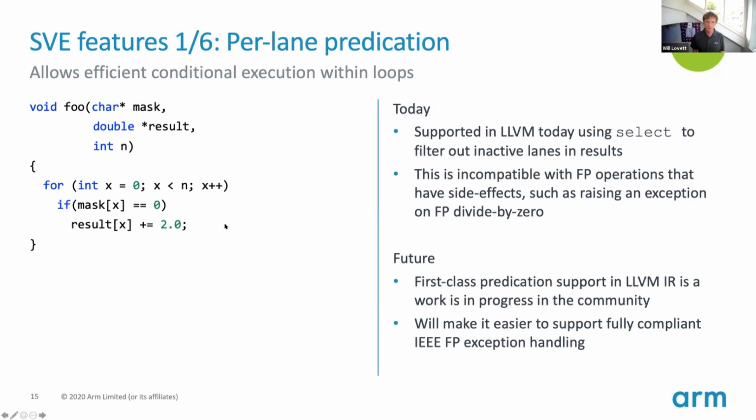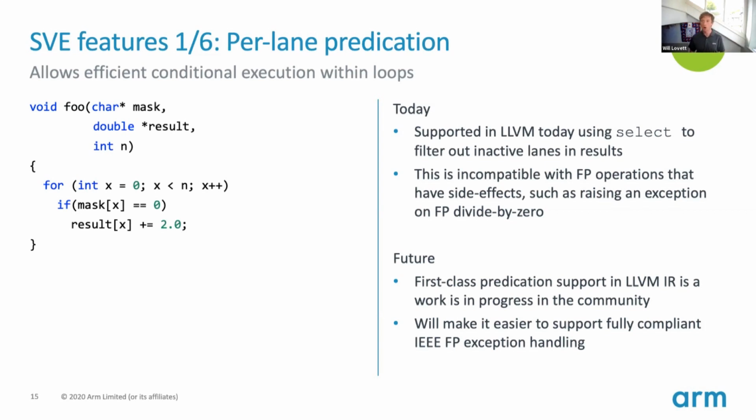The difficulty here is if instead of being an addition, this was a divide, for example. Then you run into the possibility of hitting divide by zeros on inactive lanes. If you have set up your exception handling to raise an exception on divide by zero, then the processor will raise an exception when the scalar implementation never would have done, and obviously that's a problem.